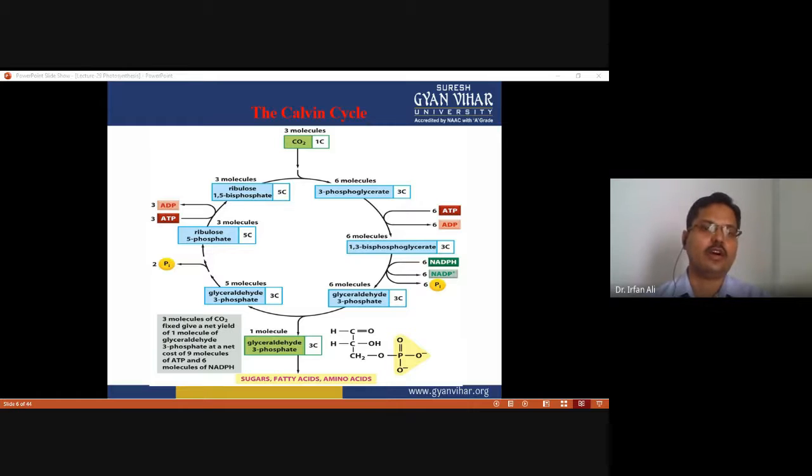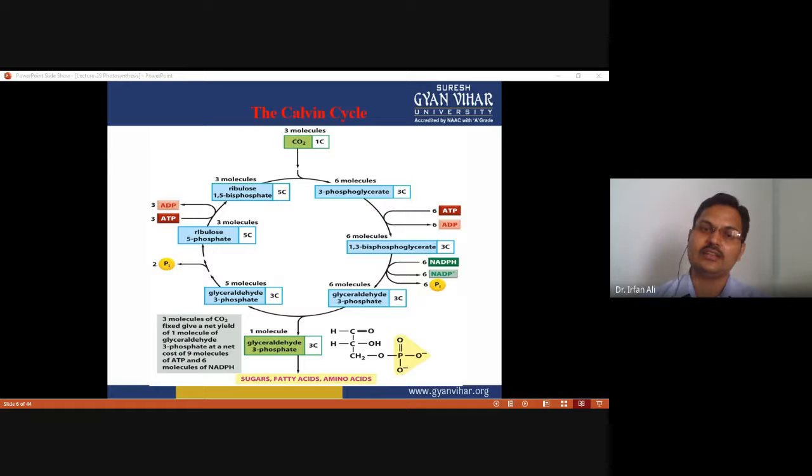Now at the next step, what happens? The glyceraldehyde 3-phosphate molecule is three carbon, and there are 6 molecules of it. At this step there is splitting. One molecule of glyceraldehyde 3-phosphate is converted into the sugar molecule.